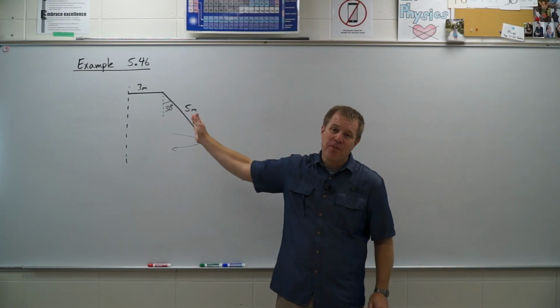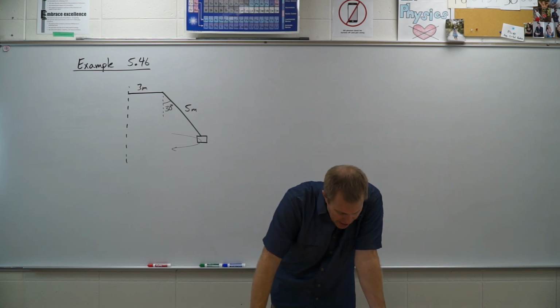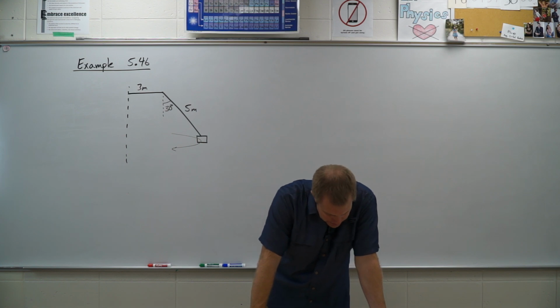Let's take a look at example 5.46 here. The giant swing at a county fair consists of vertical central shafts with a number of horizontal arms attached to its upper end. Each arm supports a seat suspended from a cable 5 meters long, the upper end of the cable being fastened to an arm at a point 3 meters from the central shaft.